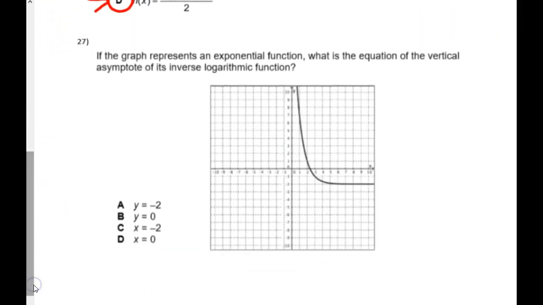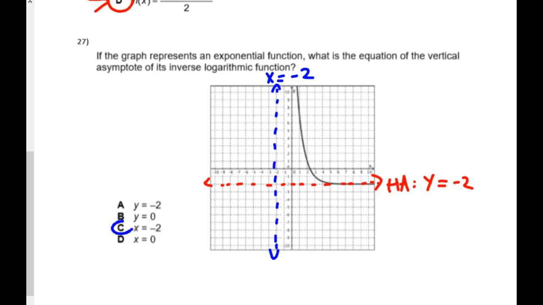Okay. What's the vertical asymptote of its inverse? Well, it's the horizontal asymptote of the regular. So horizontally, it cannot cross this line. If the horizontal asymptote is y equals -2, the vertical asymptote will be x equals -2. The inverse will not cross that line. Okay, so what do we do? Switch x and y.